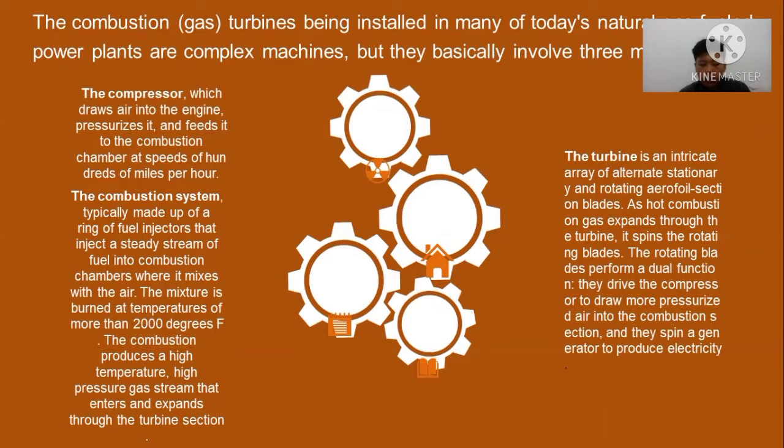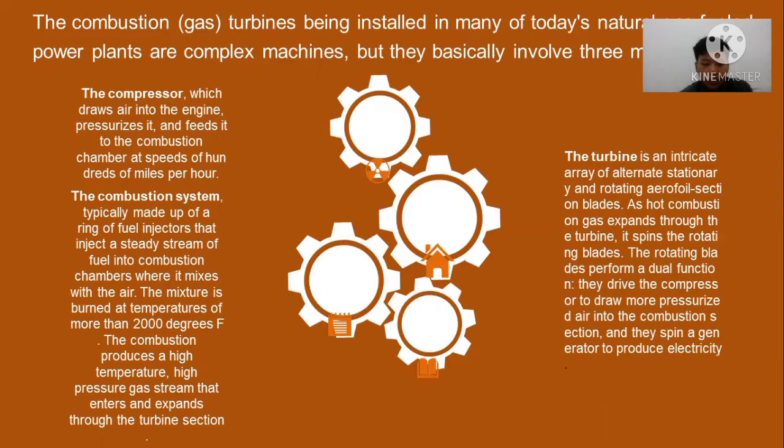Second, the combustion system, typically made up of a ring of fuel injectors that inject a steady stream of fuel into the combustion chamber where it mixes with the air. The mixture is burned at temperature of more than 2000 degrees Celsius. The combustion produces a high temperature, high pressure gas stream that enters and expands through the turbine section.